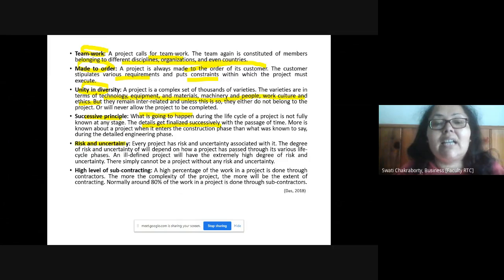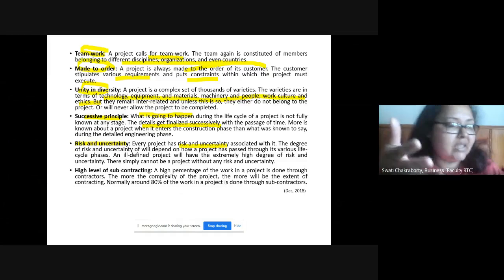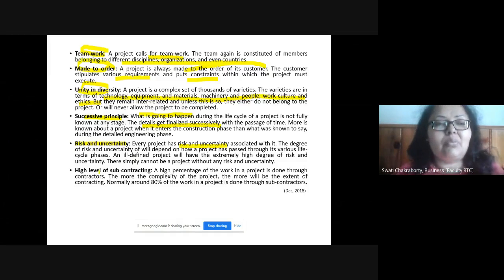Risk and uncertainty. Every project has uncertainty, but it varies from project to project. It also depends on which stage of the life cycle your project is in. A project without any uncertainty or risk is not a very good project. It cannot happen, so it is there. It has to be there, and it also tells us how effective you are in solving those risks and uncertainty.